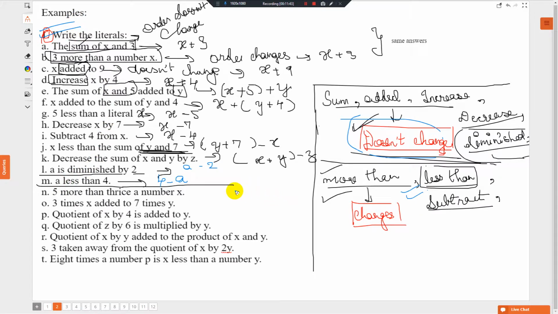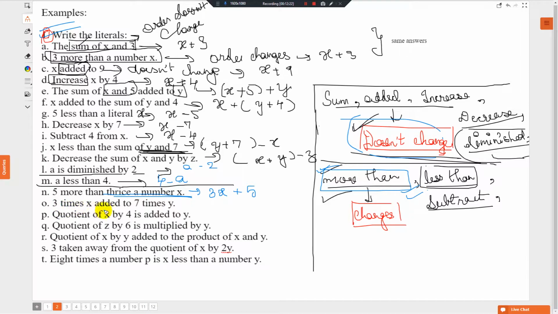We'll go into it. When 5 more than thrice a number comes, more than, the sign does not change. Yes, it changes because more than comes, right? So in that case, what we do? Thrice a number means 3x, right? More than means plus. 5 more than means 5. 3x plus 5.